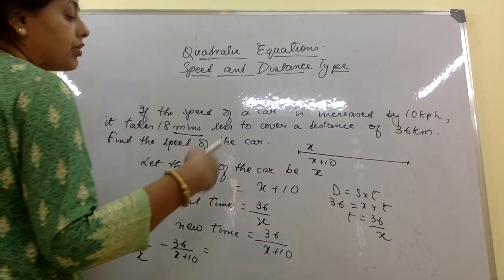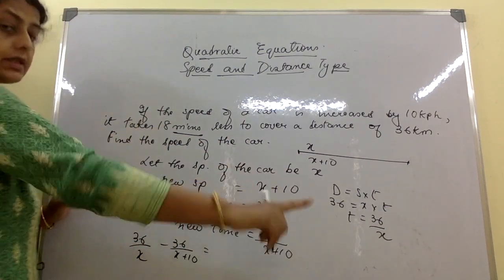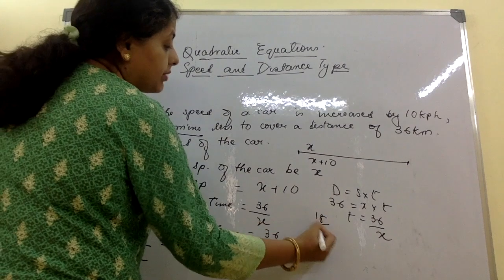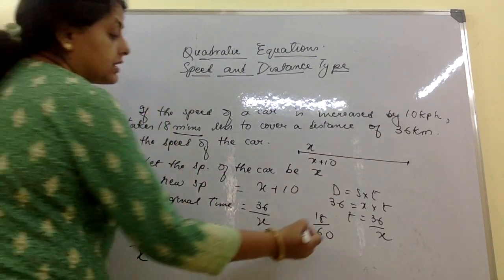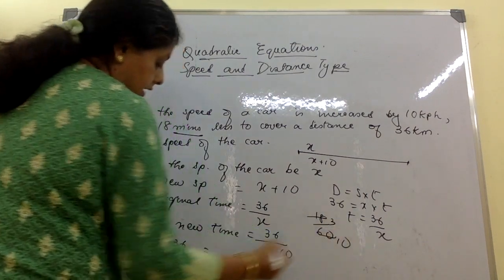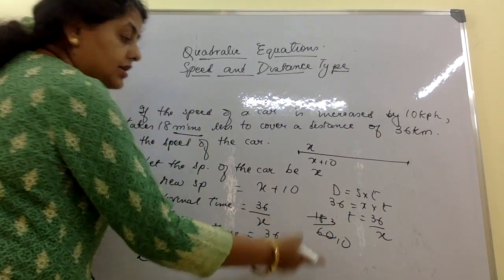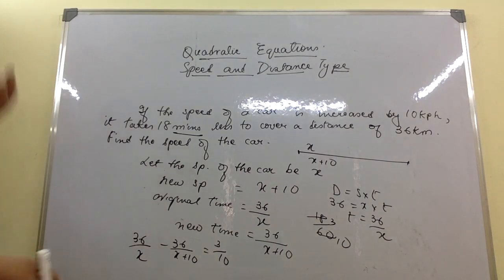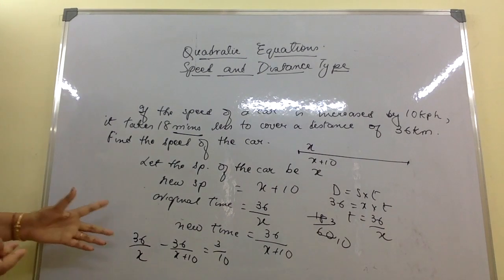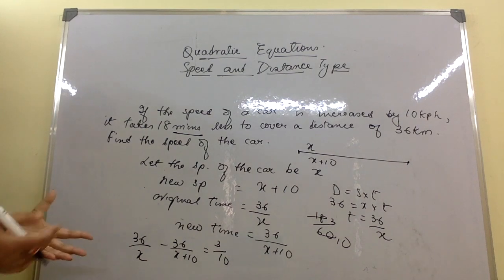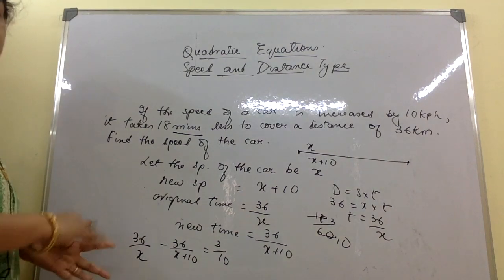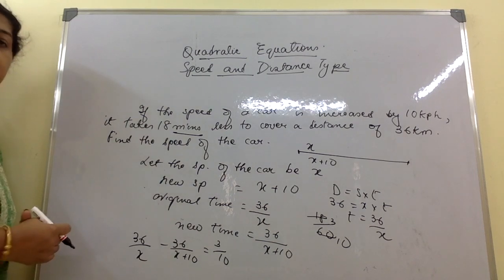18 minutes is what fraction of an hour, because everything is in hours here? 18 by 60 is 3 by 10. When I write a fraction of an hour, remember that is also in hours. So this is my equation. In these sums it is tough to get the equation; once you get the equation, you can solve the sum very easily.